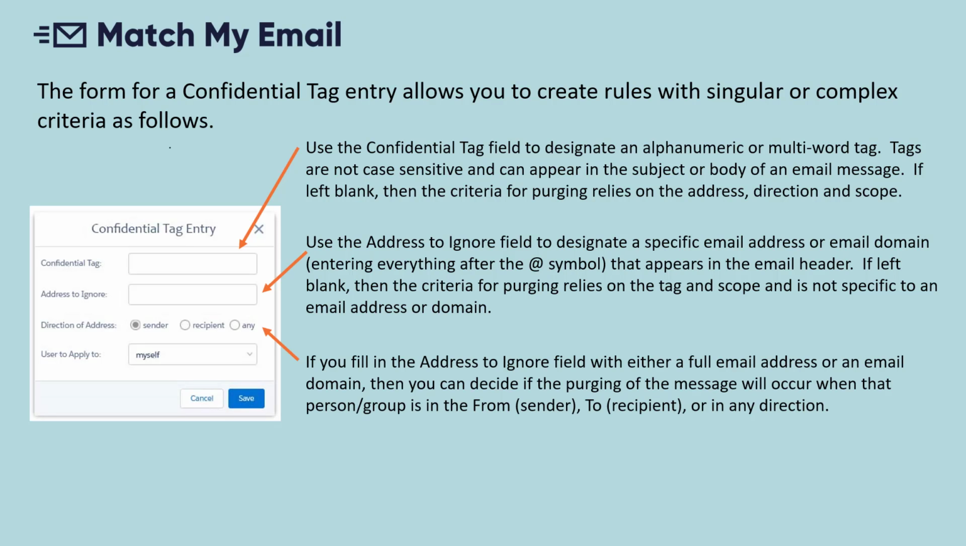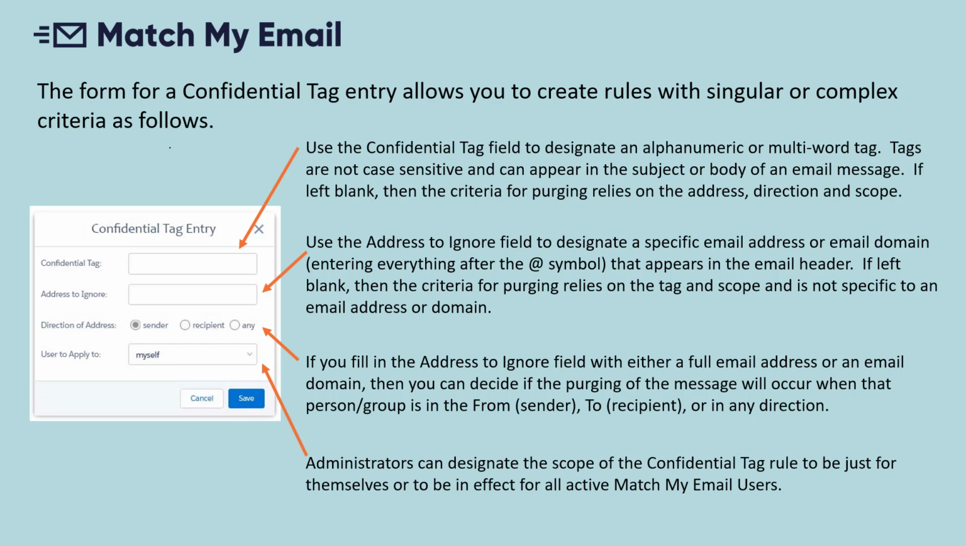If you do fill in the address to ignore field with either an address or a domain, then you can decide if the purging of the message will occur when that person or group is in the from as the sender, the to as the recipient, or in any direction. And lastly, again, you can determine the scope. Administrators can designate the confidential tag rule to be just for themselves or to be in effect for all active Match My Email users. And then you would always want to click Save after the rule.